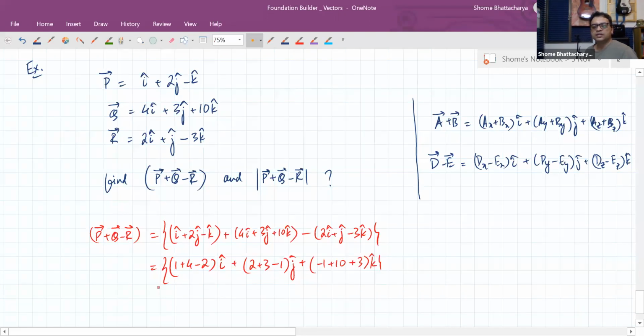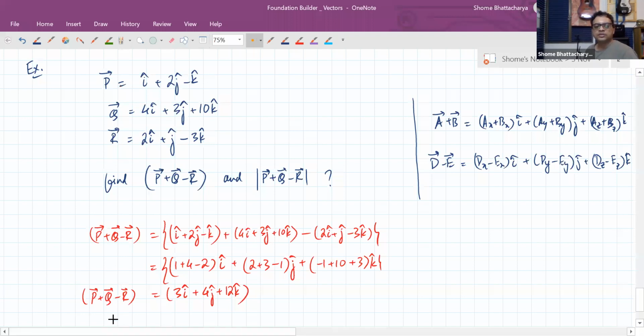So you have to just be a little alert while doing the algebra. Rest of the things are simple. So what we get is 3i cap plus 4j cap plus 12k cap. So this is the vector that I was looking for, P plus Q minus R. So this is the answer to the first part.